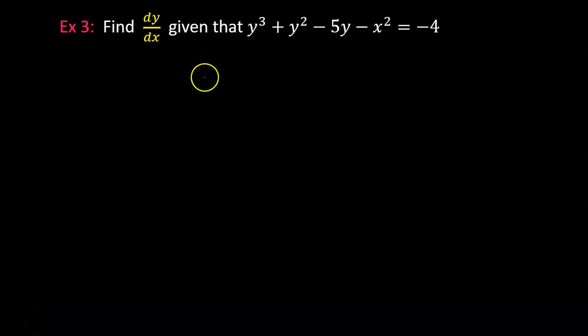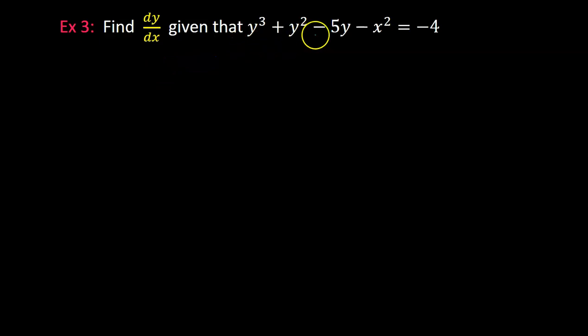Example 3. Let's find dy dx given that y to the third power plus y squared minus 5y minus x squared equals negative 4. Obviously, we are about to use implicit differentiation. Can you imagine trying to get y by itself right now? What a nightmare. All right, good thing we have implicit differentiation.